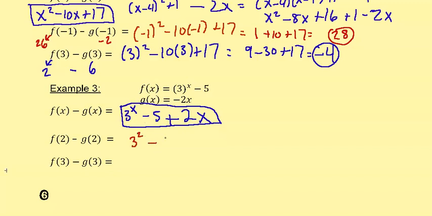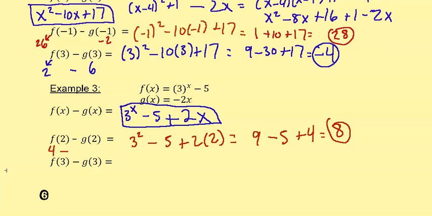3 to the second power minus 5 plus 2 times 2. It would give you 9 minus 5 plus 4. And it would give you 8. And if you found them separately, f of 2 would be 3 to the second power is 9. 9 minus 5 is 4. And then minus, you plug in 2 here, you get negative 4. And then that would also give you 8.